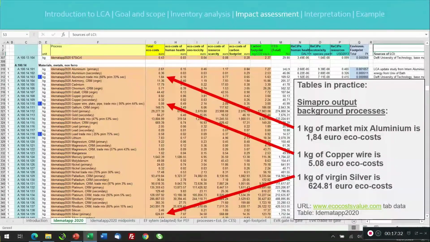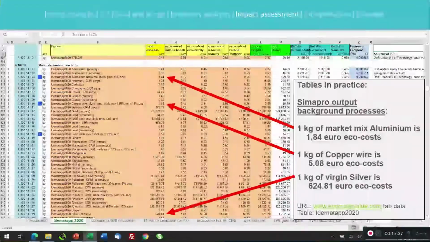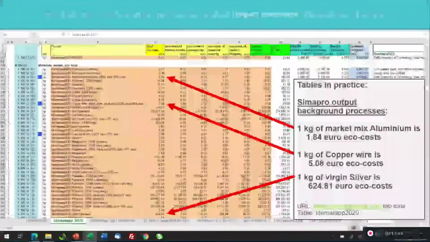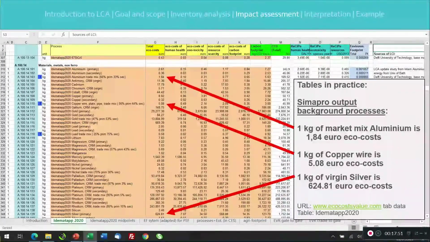This Excel file also contains data for other materials like plastics, textile, wood and fuels, as well as for heat, electricity and transport. Background data for processes like welding and coating have been calculated as well. At the end of the table there are data for end-of-life processes like combustion with heat recovery, recycling, composting and landfill.